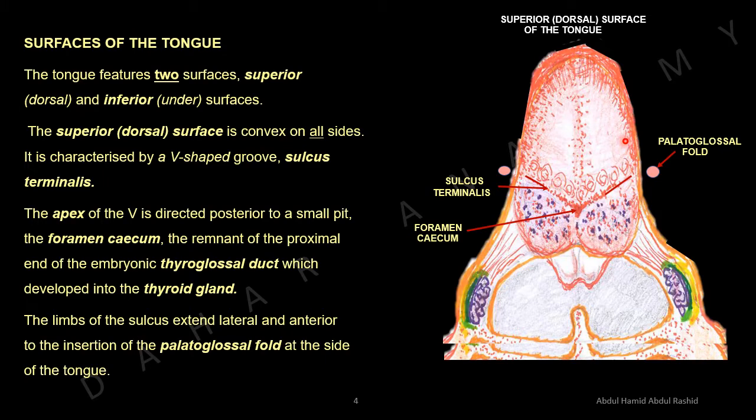It is characterized by a V-shaped groove called the sulcus terminalis. The apex of the V is directed posteriorly to a small pit called the foramen cecum, the remnant of the proximal end of the embryonic thyroglossal duct, which developed into the thyroid gland. The limbs of the sulcus terminalis extend laterally and anteriorly to the insertions of the palatoglossal fold at the side of the tongue.